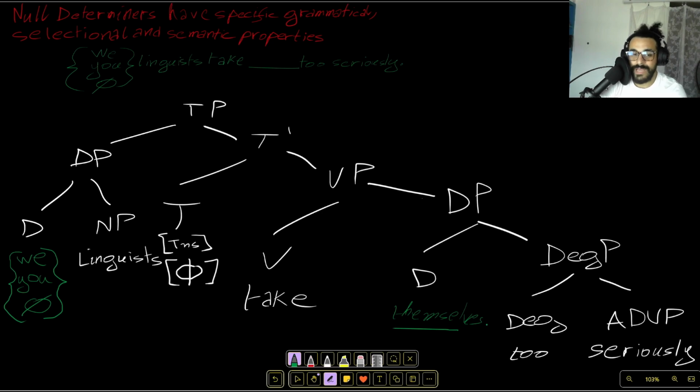What do we infer from this? We do infer that a null determiner subcategorizes for a third person reflexive pronoun. That's the first grammatical property that we can say null determiners can have. Let's move on to the second point.